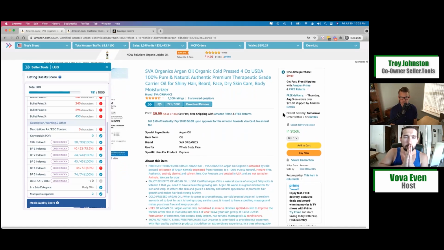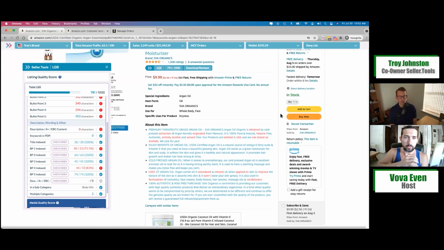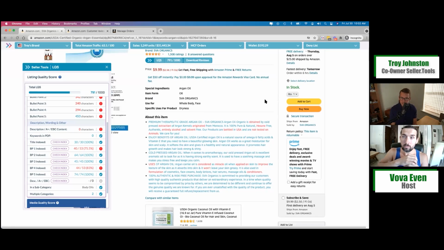As it looks right now for this listing, these are middle of the road, probably lower priority keywords. Maybe "not tested on animals" is a major emphasis that you want to highlight. But some of these are descriptors. Conditioners, is that in the mix? Is this one of the key uses of your product?